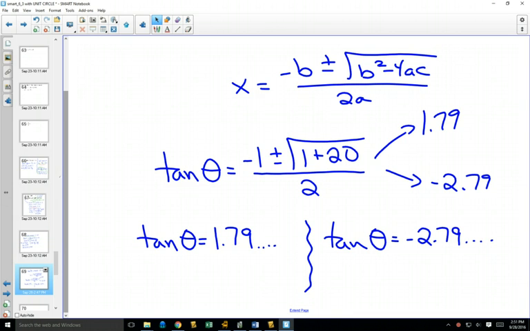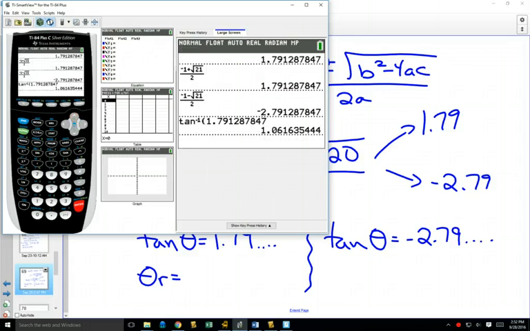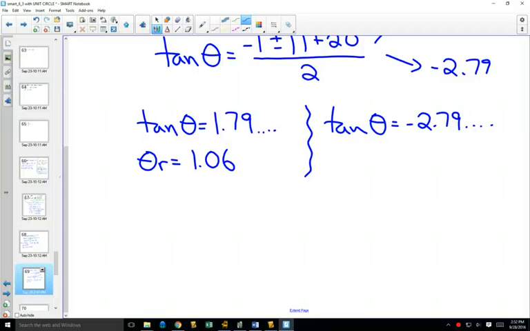So for 1.79, even though it's bigger than 1, that's okay for tan. We're going to need to find our reference angle. We find our reference angle by doing tan inverse of the positive value. So I go to my calculator, go second tan inverse, and on the newer calculator, I can go up and select it from there. I find out that my reference angle is 1.06.